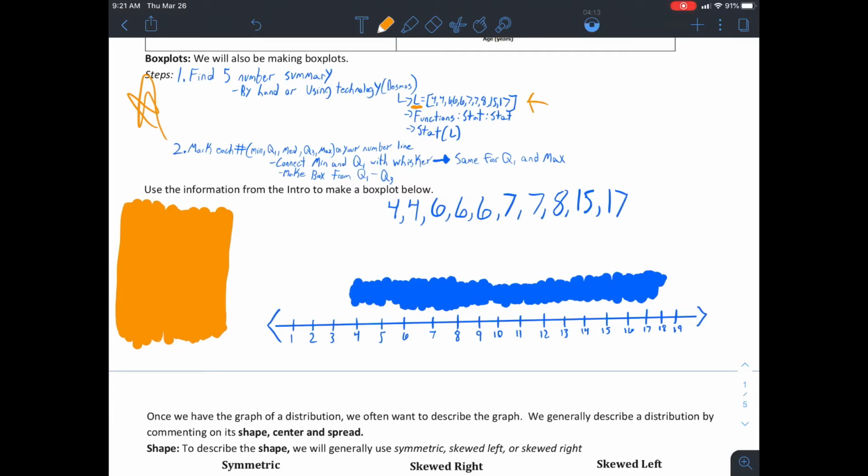Next, you mark each number, the min, the Q1, the median, the upper quartile, or the Q3, and the max on your number line. Then we connect the minimum and the first quartile with a whisker. And we do the same thing for the third quartile and the max. We connect them with a whisker. And then we make a box stretching from Q1 to Q3. The median will cut that box into 2 pieces. You pause the video, load up Desmos, and try and find your 5-number summary yourself.